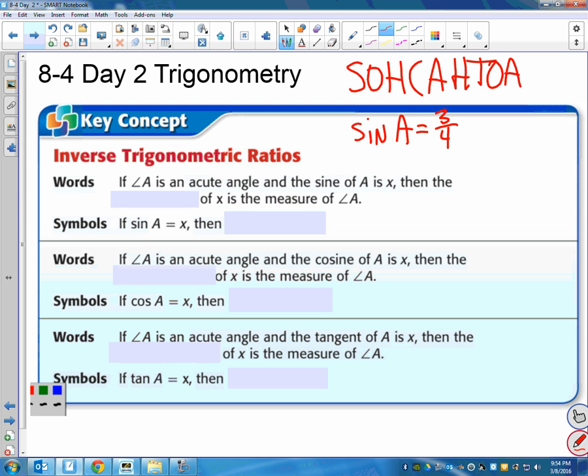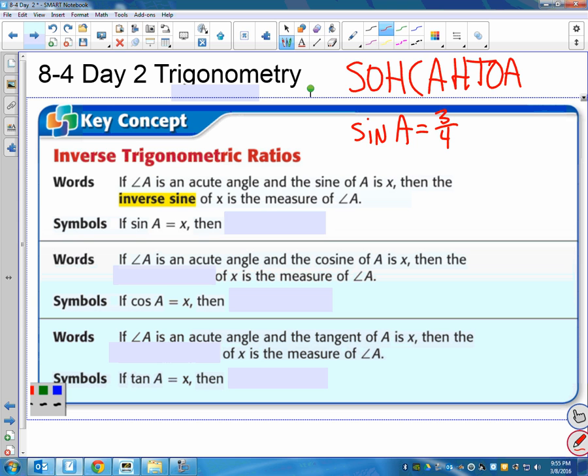And so today we're going to talk about the inverse of sine, cosine, and tangent. And it's just what gets rid of the sine when you want to get rid of it. And so the words here say if angle A is an acute angle and the sine of A is x, then the inverse sine is the measure of angle A. And so they used x instead of 3/4 here.